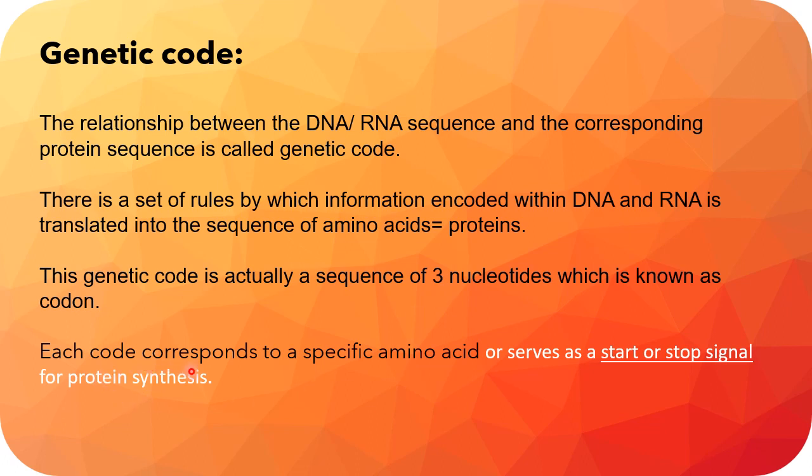Now each codon present on the mRNA corresponds to a specific amino acid, or it can serve as a start signal, that means methionine, that is AUG, which is the start signal in translation, right? Or it can be a stop signal, that is termination of protein synthesis or translation. So it depends on what particular code it is.